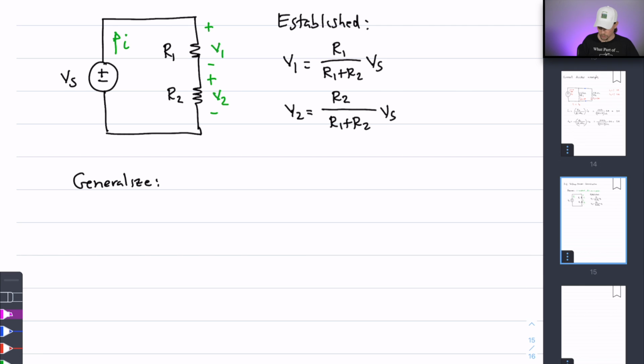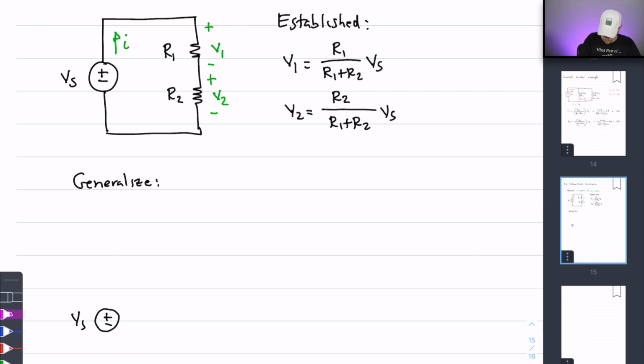The way we're going to do it is we're going to draw our circuit, and then by taking a look at the mathematical form of the two formulas that we established previously, as well as some of the properties, we can write down an equation to calculate the voltage across any one of the arbitrary resistors contained within our voltage divider. So the generalization of this voltage divider looks like the following.